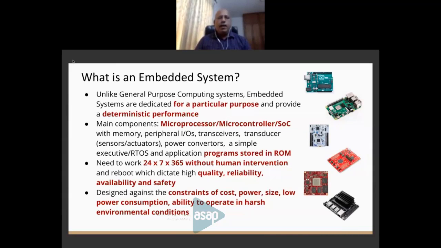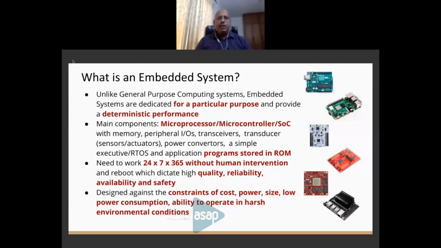So it needs to have high quality, reliability, availability, safety. These are some of the properties of embedded systems. And then embedded systems are designed with the constraint of cost. Suppose a laptop costs 30,000 rupees, you can see an embedded system which costs 200 rupees, 300 rupees. So cost is a significant aspect in designing embedded systems.